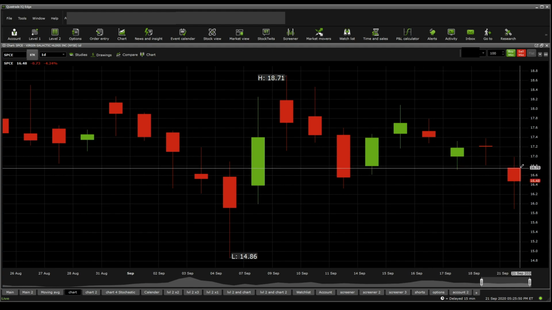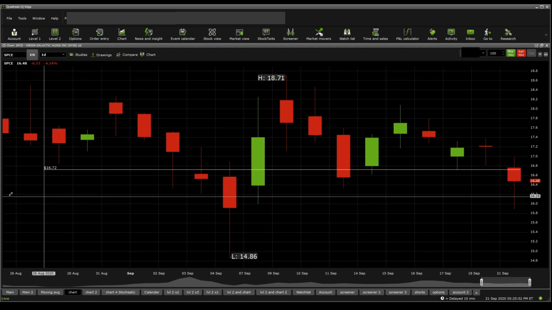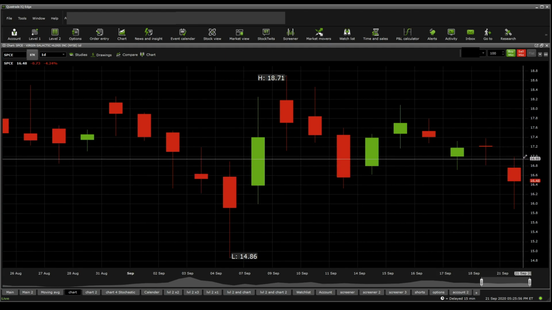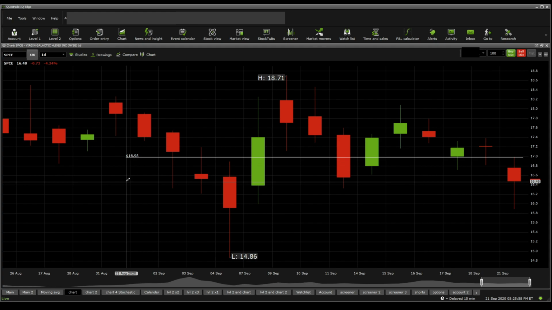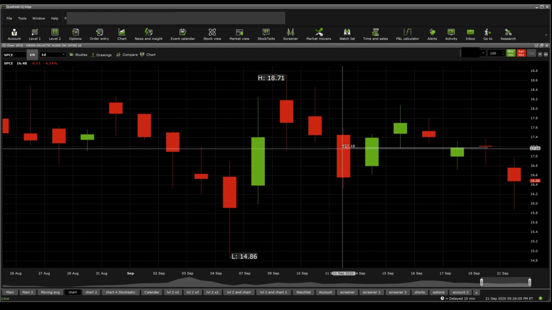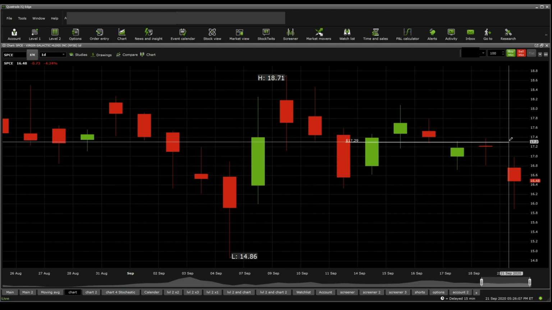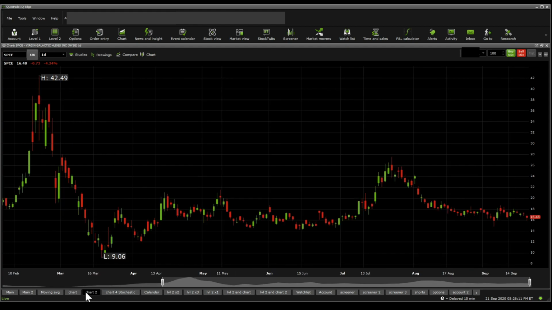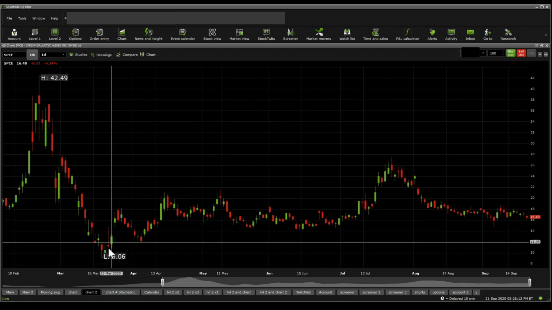If we were to look at resistances, what we get to see is a resistance at the 16.72 mark, and then 16.84 mark, and then 16.98 mark. And then above that, we're looking at the 17.18 mark, 17.29, and then 17.39.